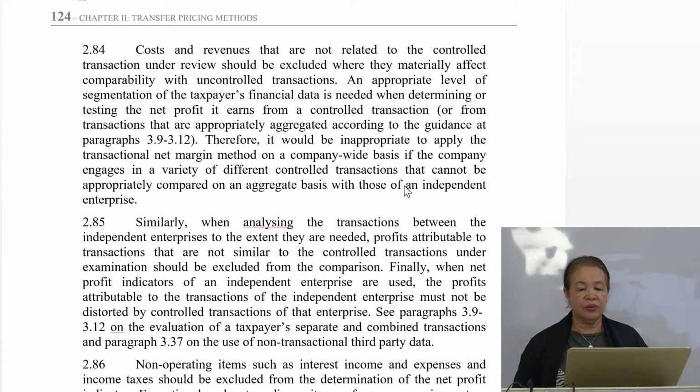No? So according to the guidance at paragraphs 3.9 to 3.12, therefore, it would be inappropriate to apply the transactional net margin method on a company-wide basis. No? So if the company engages in a variety of different controlled transactions, that cannot be appropriately compared on an aggregate basis with those of an independent enterprise. No? So similarly, when analyzing the transactions between the independent enterprises, to the extent they are needed, profits attributable to transactions that are not similar to the controlled transactions under examination should be excluded from the comparison.